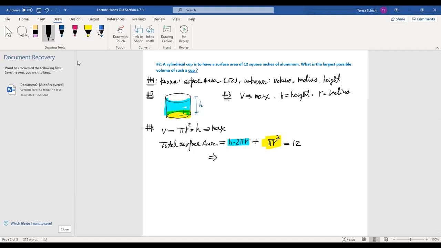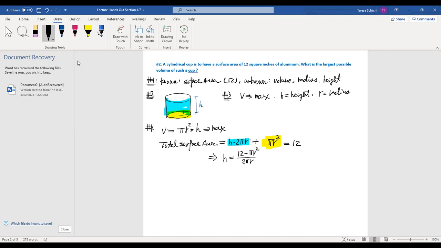So for this one here, obviously I want to solve for h, because h is easier to be a function of r. If you try to solve r to be a function of h, because you have a square, you might need to take the square roots. So I will say, okay, h is easier. So h is 2 pi r here. So this is 12 minus pi r squared, right?